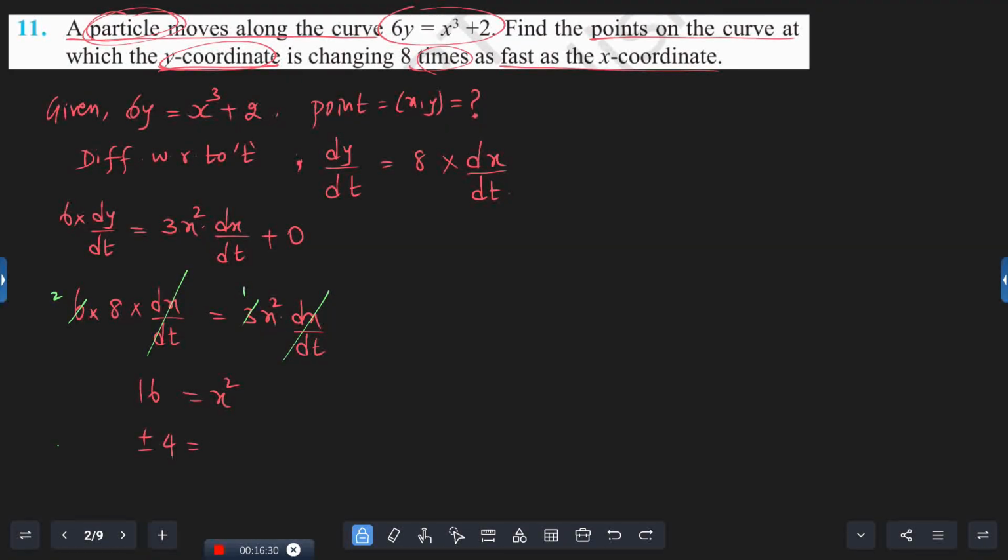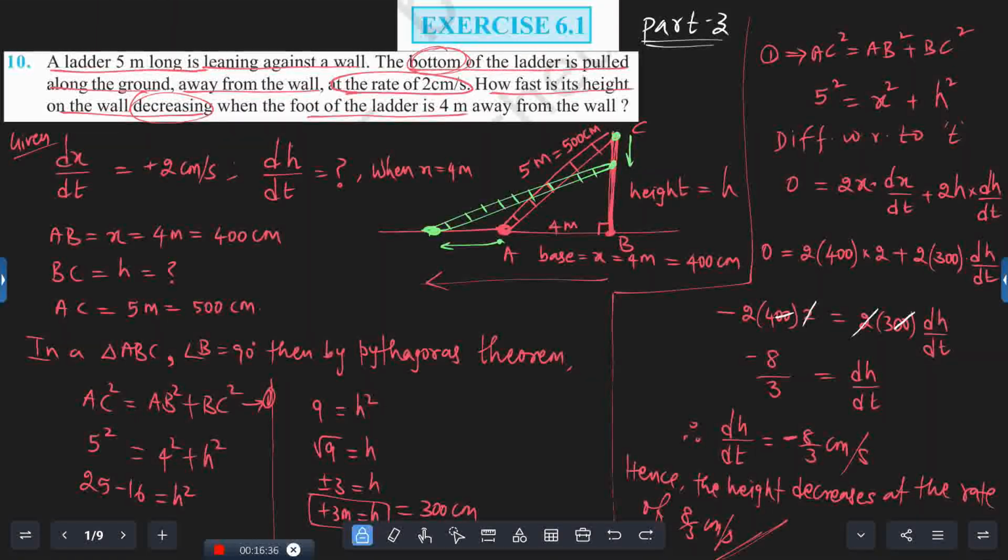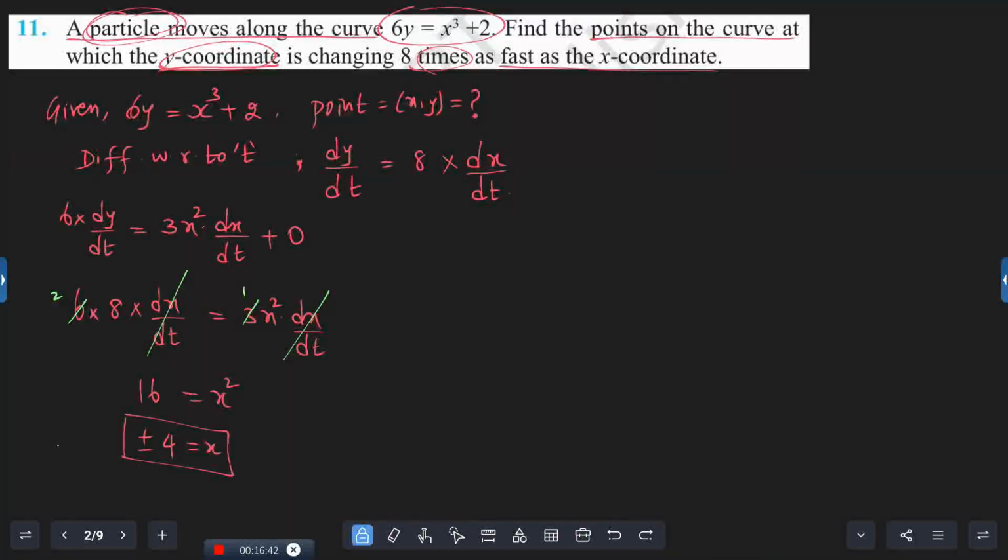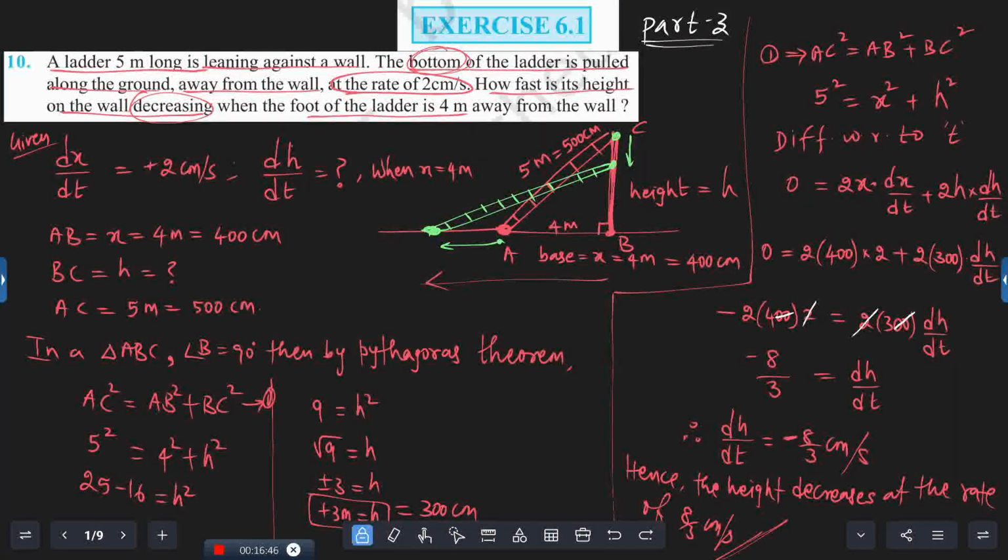Plus or minus 4 is equal to x. X will be plus or minus 4. Student: Sir, in the previous question for height we got plus or minus, but we took only positive. Can we take only positive? No. In the previous question, h means height. Height, length, area, weight, these things will not come in negative. So I have taken it as positive.